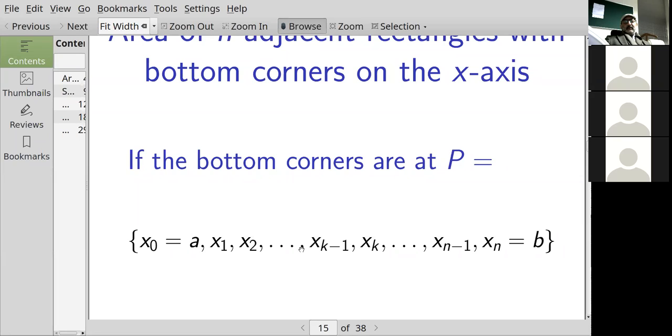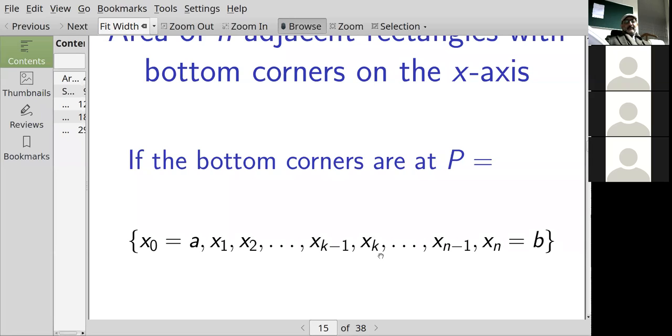Yes, sir, I did not get this part. What are we calculating here? Are we still relating this to the rectangle? Yeah, these are the points that give you the width of each rectangle. So yeah, I've got n rectangles.